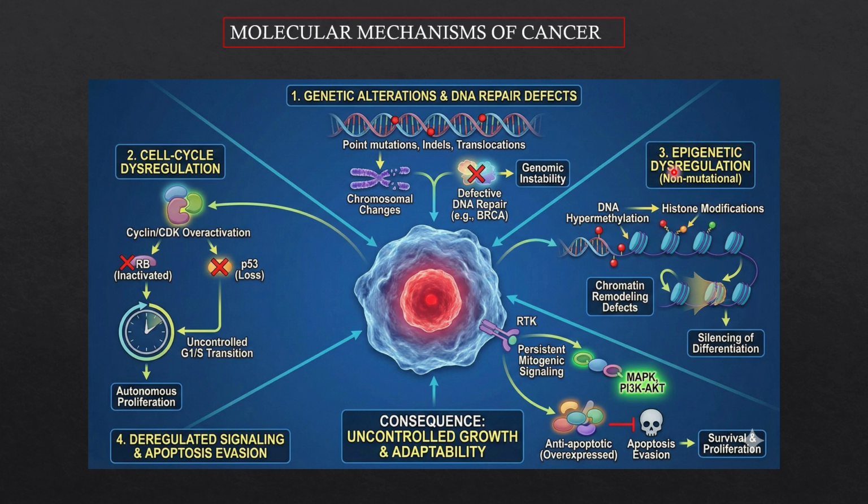This is followed by epigenetic dysregulation, which is basically non-mutational, due to DNA methylation. Histone modifications may occur, and this can cause silencing of differentiation and chromatin remodeling defects. This is followed by deregulated signaling and apoptosis evasion, and as a consequence, there is uncontrolled growth and adaptability.